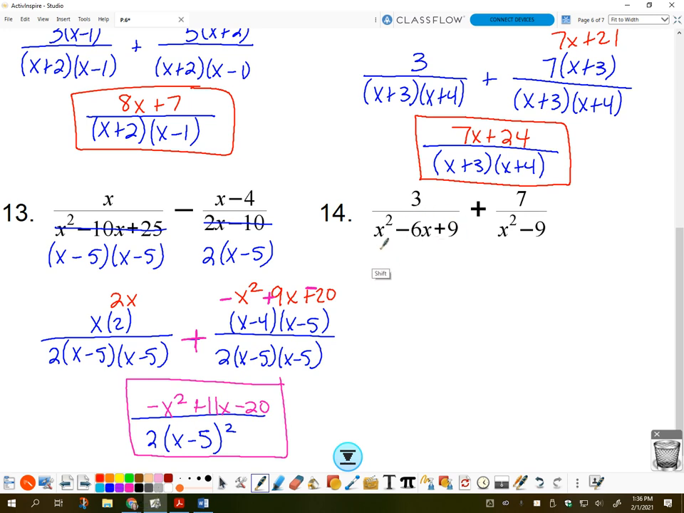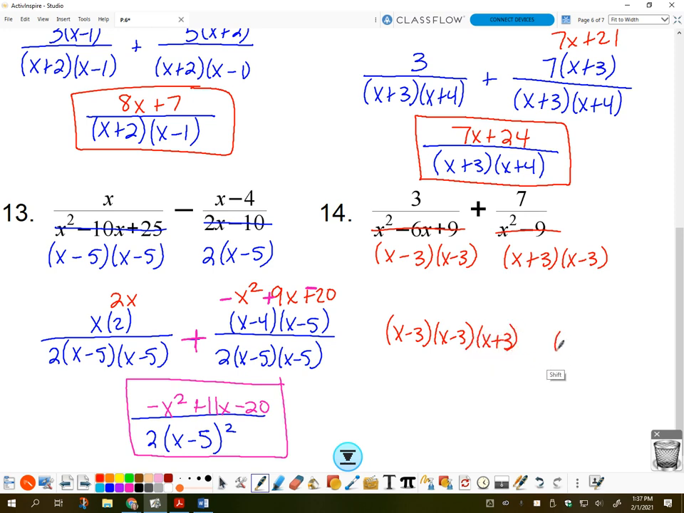So, this denominator will factor, guess and check, x minus 3, x minus 3. This is going to factor as a difference of squares, so x plus 3, x minus 3. So, our common denominator, we have x minus 3 in the first one. The second one has an x minus 3 that we don't have to write again, and then an x plus 3. So write that down twice.